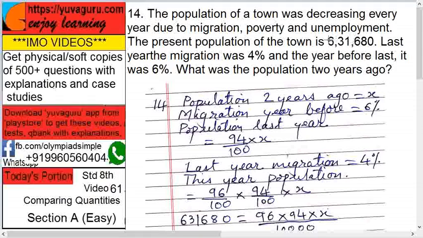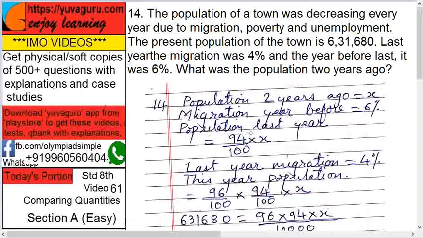So what we want is present population is given, last year's migration was given, year before last year means 2 years back the migration is also given. So we want the population 2 years back. Okay. So let the population 2 years ago be x. So migration year before was 6%, means this is not last year, this is year before last year, 6%.